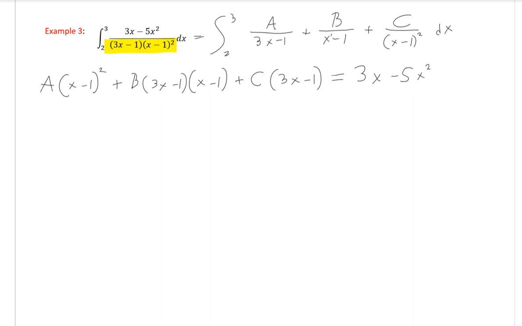All right, so let's do some manipulation. Up here we have x squared minus 2x plus 1. That's what this turns out to be. Here we get 3x times x is 3x squared. 3x times negative 1 is minus 3x, minus another 1x gives you minus 4x, and then a plus 1. And then we still have this 3x minus 1 here.